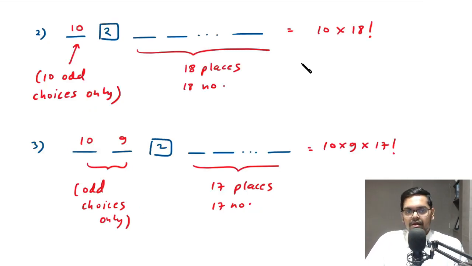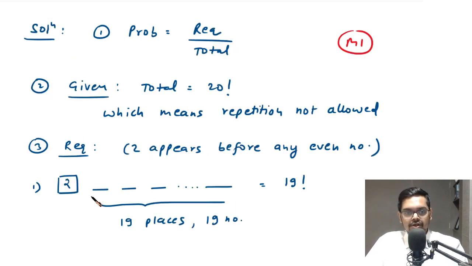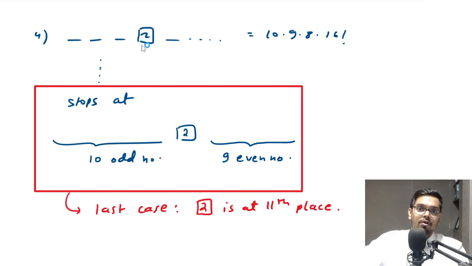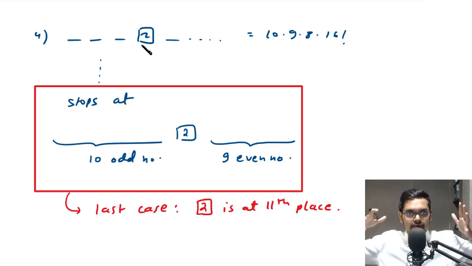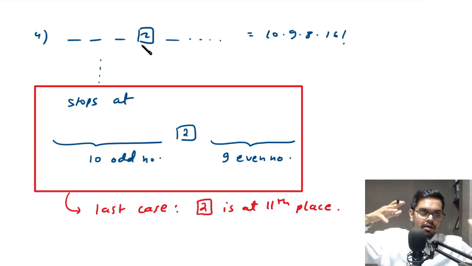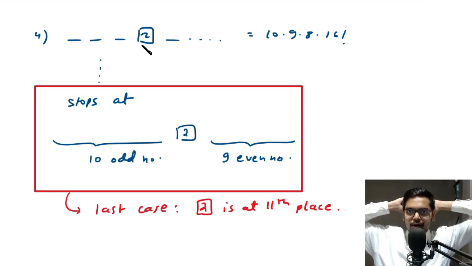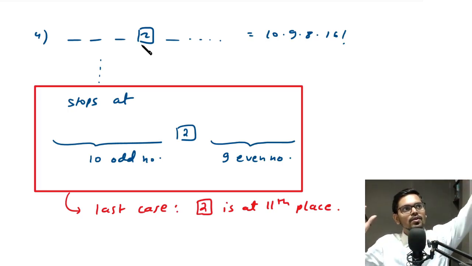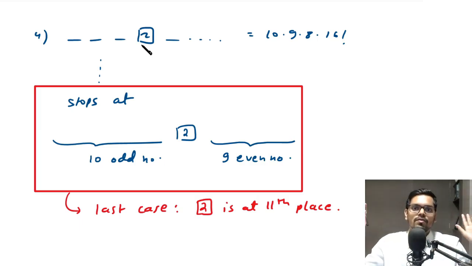See, how many such cases is a very good question, because 2 is taking the first place, then second, then third, then fourth, then fifth. A lot of people are thinking it will go up to 20 such places. No, no, no. We have 10 even numbers as well, right? And 10 odd numbers. So 2 cannot go up to the 20th position. Otherwise, the even numbers will go ahead of the 2. And we want no one going ahead of 2, right?